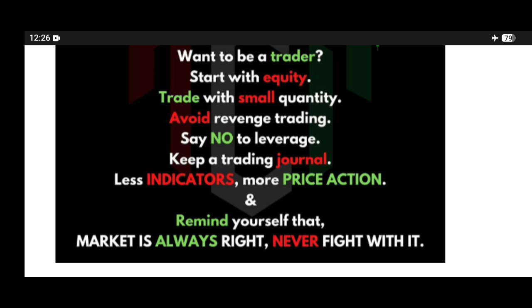Then also remind yourself that the market is always right. Never fight with it. You need to remind yourself the market is always right, all the time. So you don't need to fight the market. Anything the market does is good, because you cannot question the market. Are you getting my point? Because the market is not your father, or your mother. So anything the market does is good. So don't fight with it. Just be disciplined with the market, because discipline pays off in the long run.